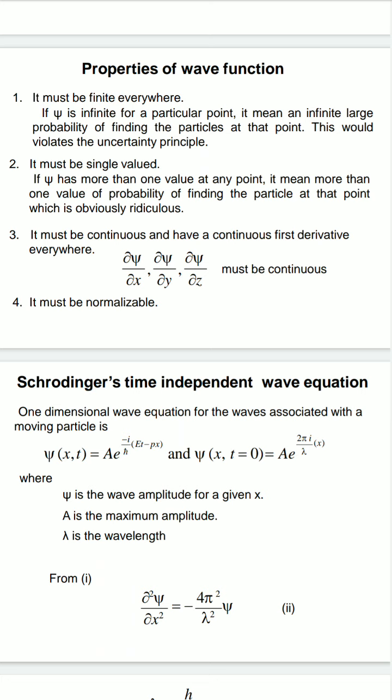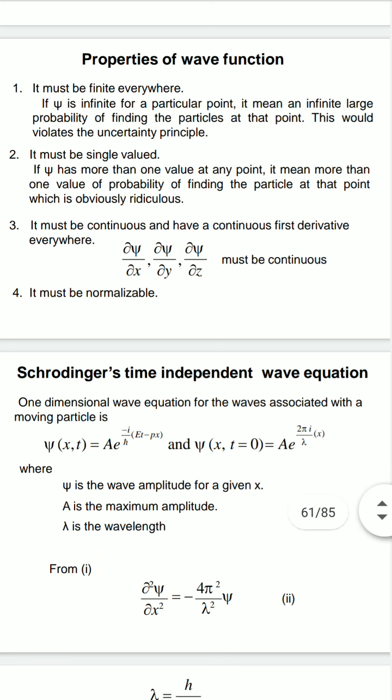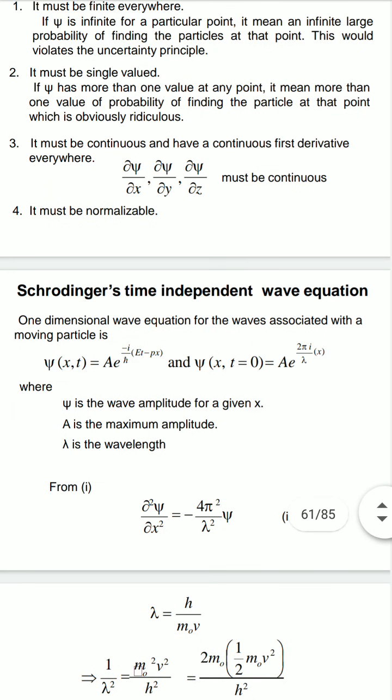So E t will be 0, t will be 0. So A into e raised to i by h cut p x will be the wave function psi. So p x we have represented with the wavelength lambda. So p, we know that it is mv. So when you substitute for that, you will get the equation A into e raised to 2 pi by lambda into i into x. Okay, so now we have here the new wave function psi, which is not depending on time.